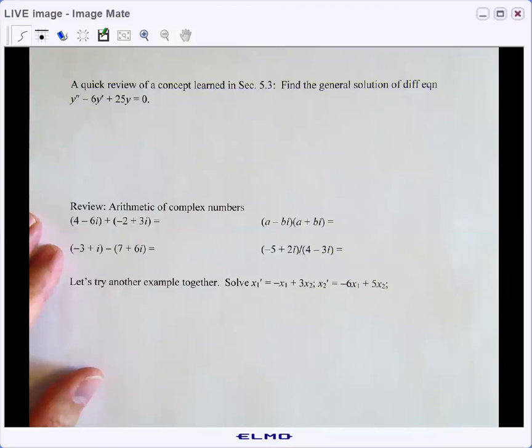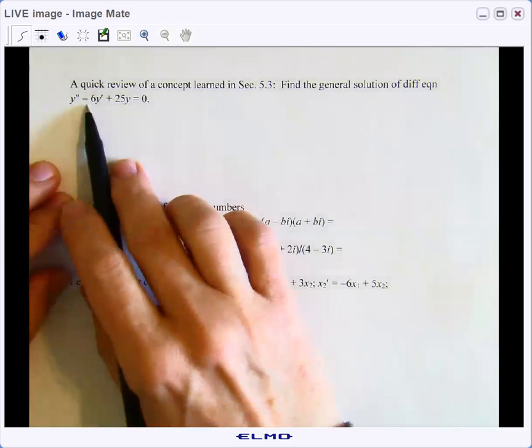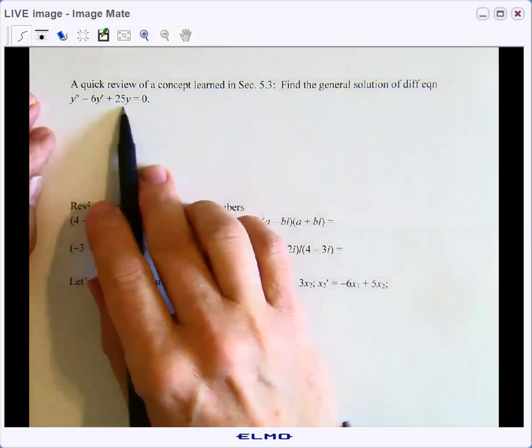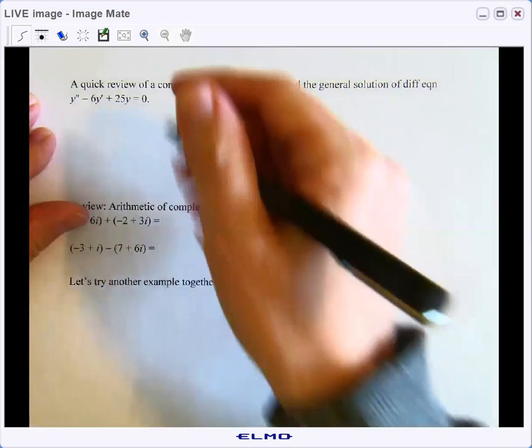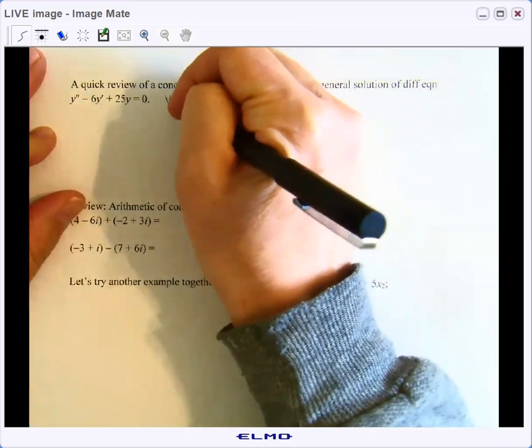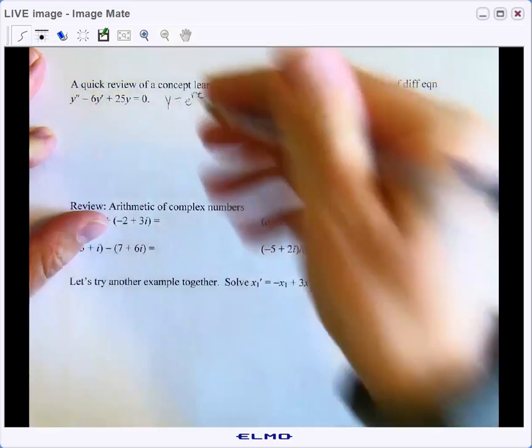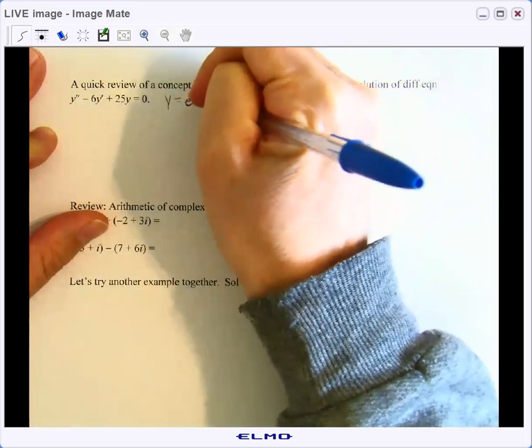Next up, let's review some work that we learned in section 5.3. There we were able to solve differential equations that were second order, linear, with constant coefficients. And if that's true, then we expect the solution to be y equals e^(rt). Let me switch pens on that. e^(rt), that is.